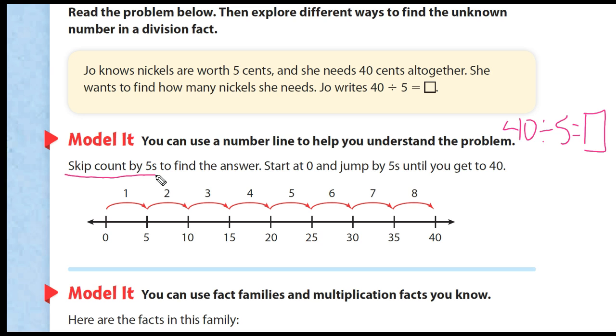Obviously, you start from 0, 5, 10, 15, 20, 25, 30, 35, 40. And how many jumps did I make? 8. So 40 divided by 5, in this case, is 8.